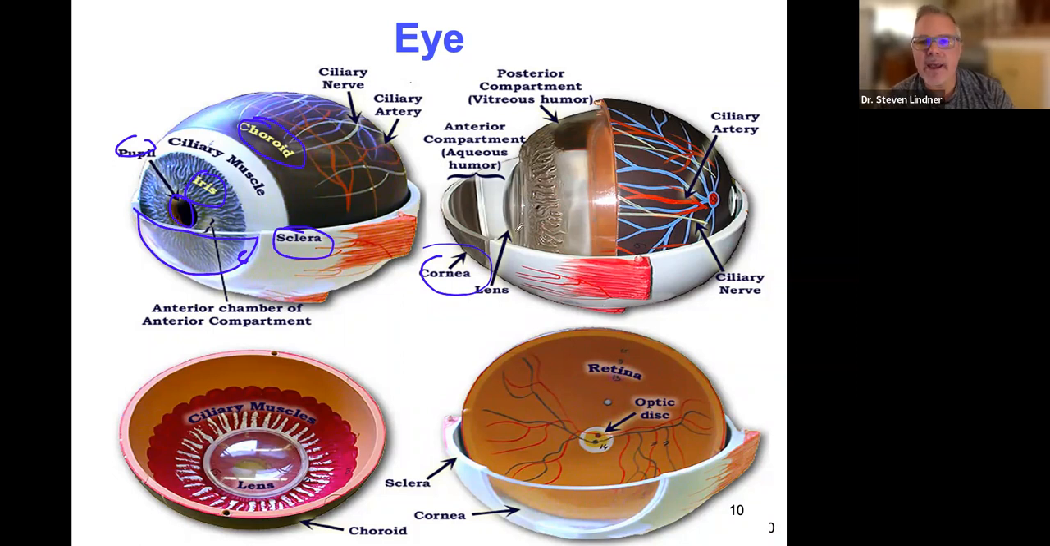When we turn the eye to the lateral view, again, here is the cornea. Now this clear portion, that's the lens right there. So that's the lens. We have 2 chambers. We have an anterior compartment and a posterior compartment. The anterior compartment is called the aqueous humor, and the posterior compartment contains what's called the vitreous humor.